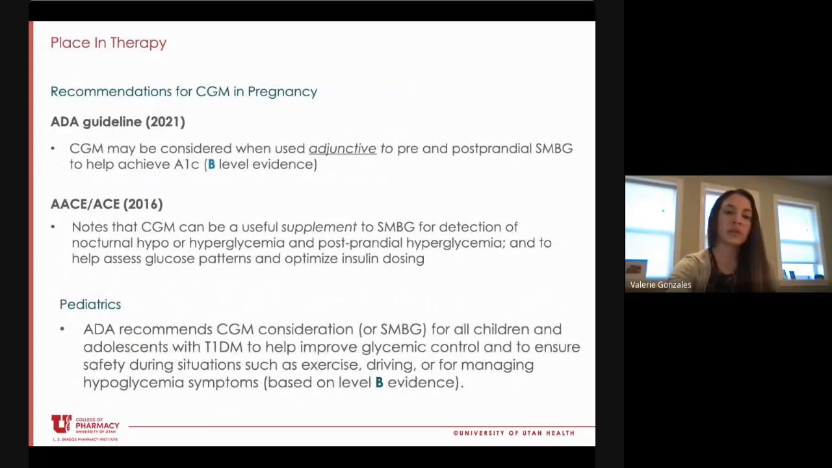Guidelines also include consideration for CGM use during pregnancy to achieve glycemic goals and to address hypoglycemia issues, but it should be used as an adjunct to SMBG in this population. For pediatric patients, the ADA recommends consideration for CGM in all children and adolescents with type 1 to help improve glycemic control and to ensure safety during various activities.